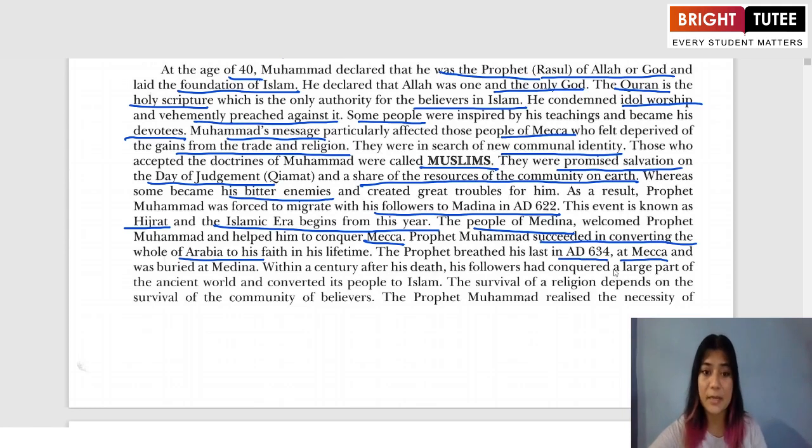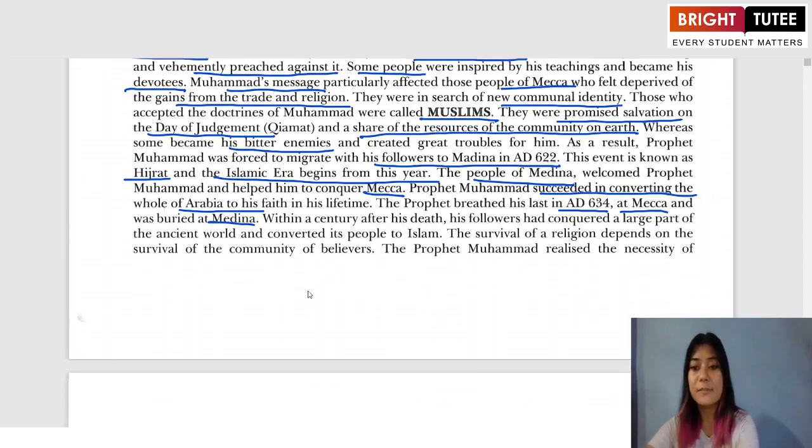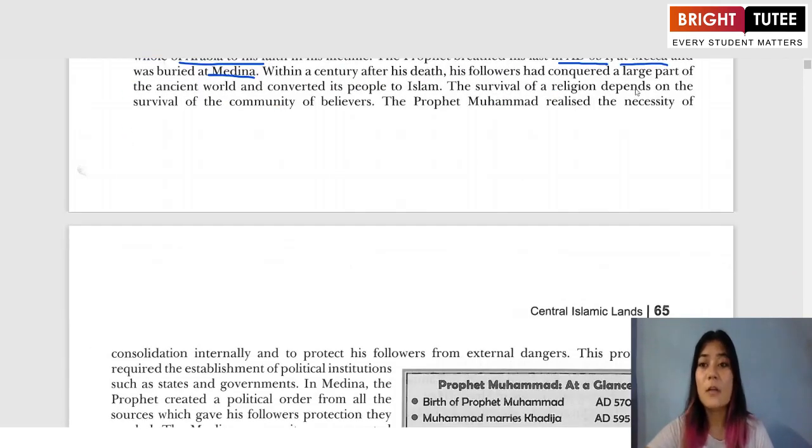Okay, not in Medina, but he was buried in Medina. All right, within a century after his death, his followers had conquered a large part of the ancient world and converted its people to Islam. Now, just within 100 years of the death of Prophet Muhammad, his followers were able to conquer the surrounding areas, or a large part of the world, and spread Islam in these areas.